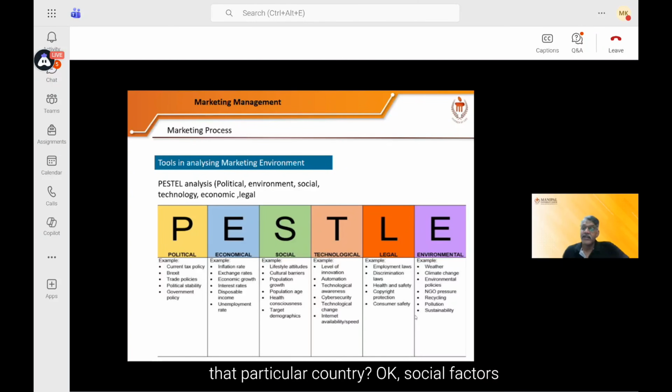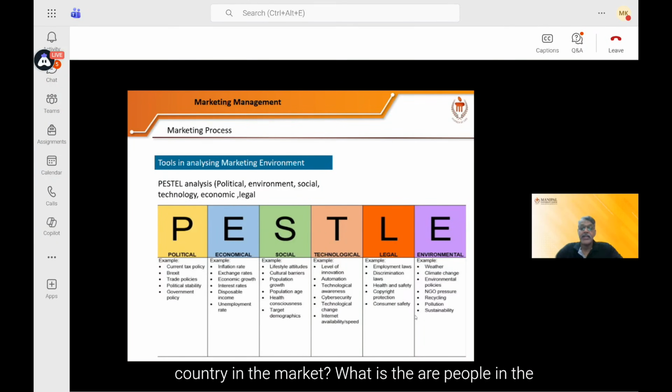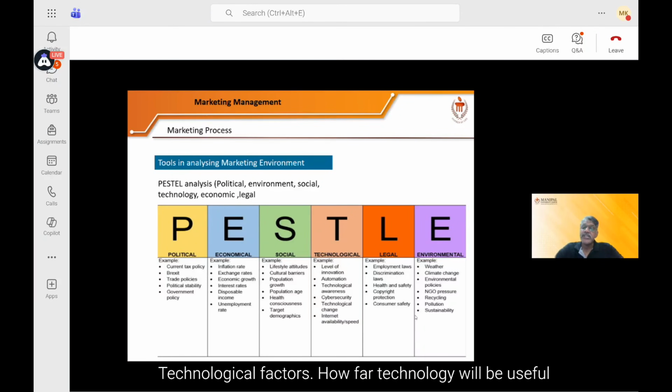Okay. Social factors. What type of a society is it? What is the population growth of the country in the market? Are people in the society broad-minded, narrow-minded? What are the demographics in the market? That comes under social factors. Technological factors. How far will technology be useful in the market?